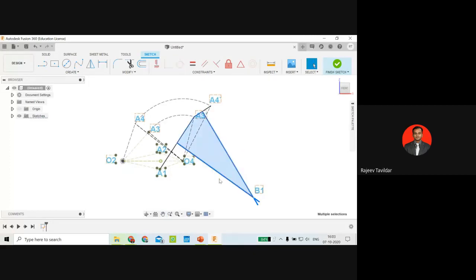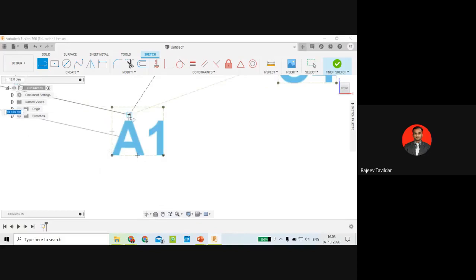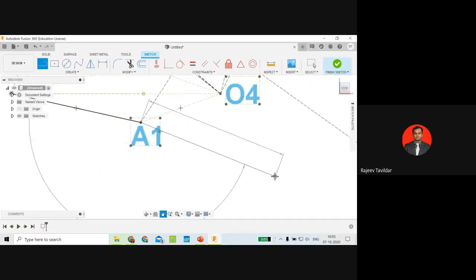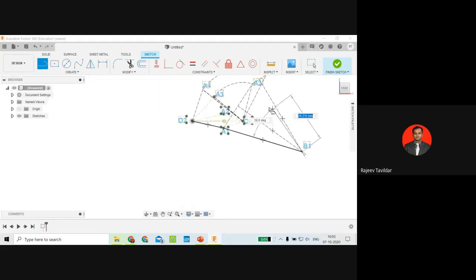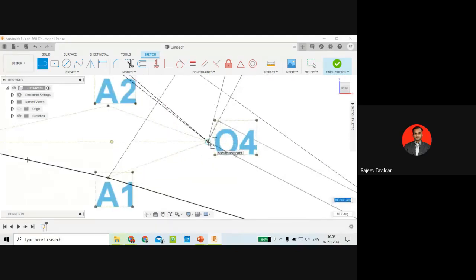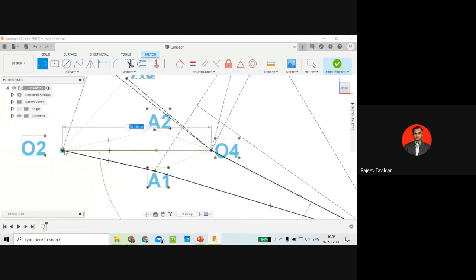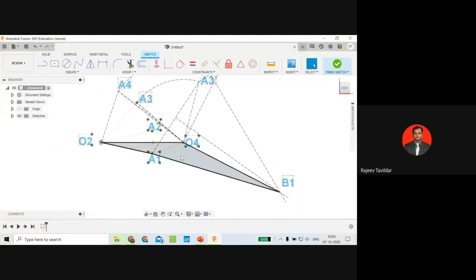Okay, so I'll just convert them into construction lines. So all the things are in construction lines only. Let me draw the final mechanism with the thick lines. So it will be O2, A1, and A1 to B1, and B1 to O4, and again O4 to O2. So this is our final required mechanism which we have got here.